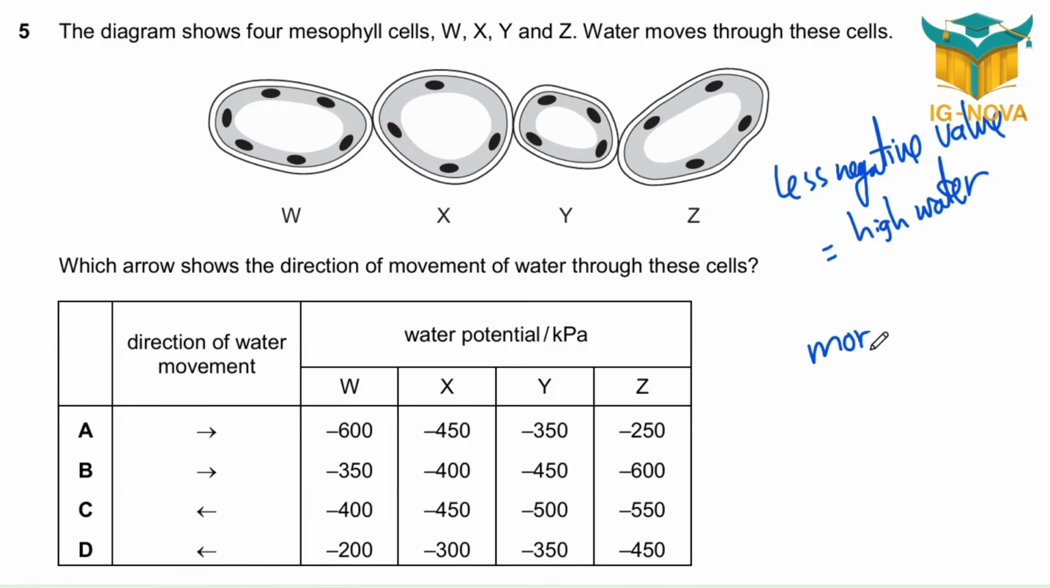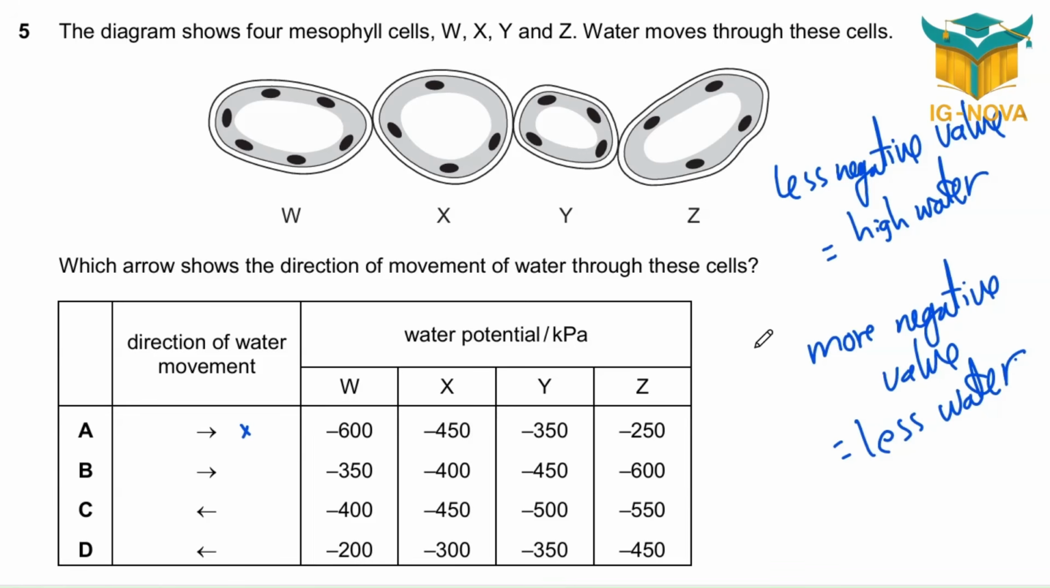The more negative value equals less water or lower water. So we follow directions, trial and error. Option A, direction from minus 600 to minus 450, this is wrong. Why? Because we said it moves from less negative to more negative. Minus 600 is more negative than minus 450, so option A is out.